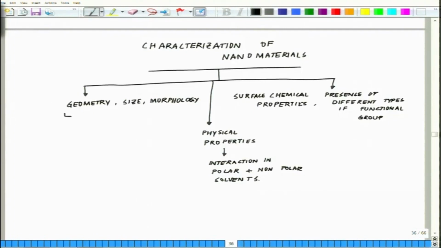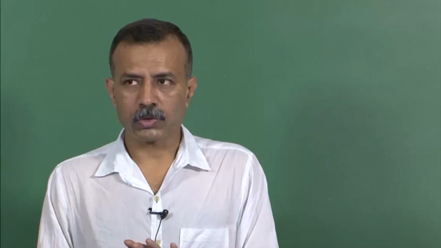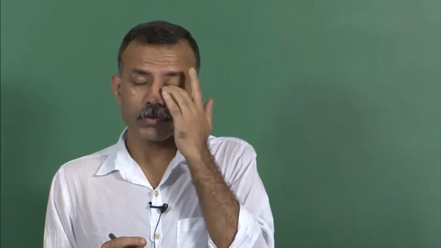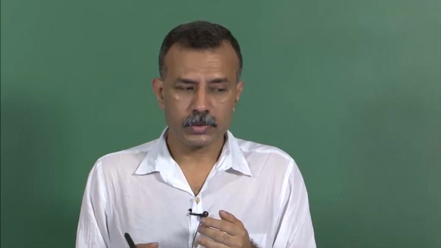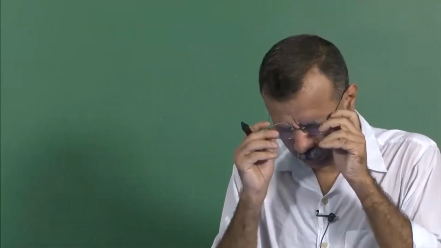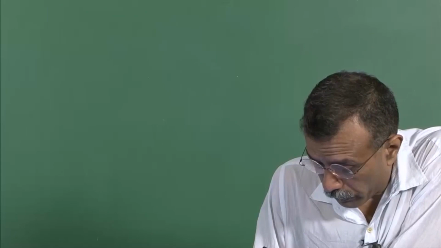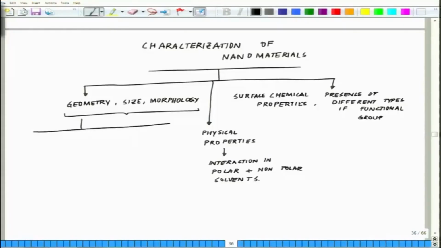Now, when we talk about the geometry, size or morphology, we basically stress upon the microscopy techniques, and here we are no more in a position to use optical microscopy. So, we are entirely dependent on the electron microscopy. The electron microscopy tools being used for understanding the geometry, size or morphology include transmission electron microscopy, scanning electron microscopy. So let us enumerate.